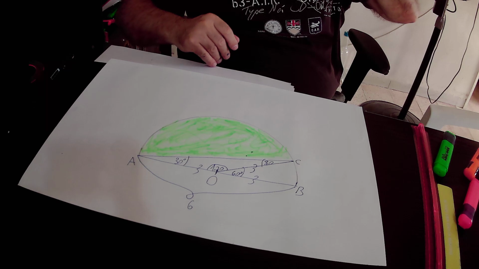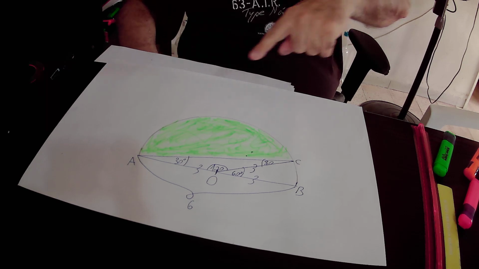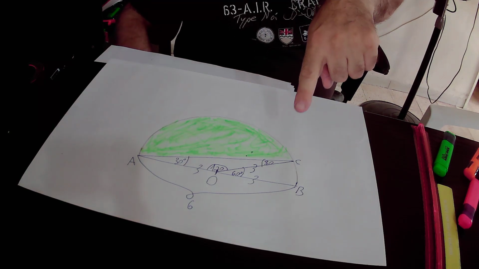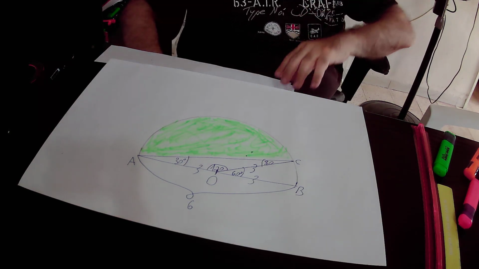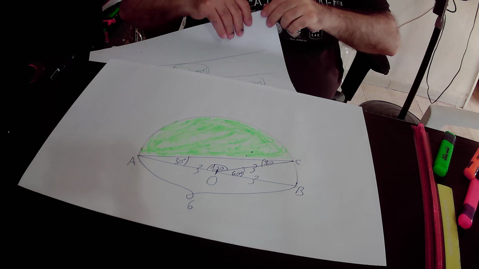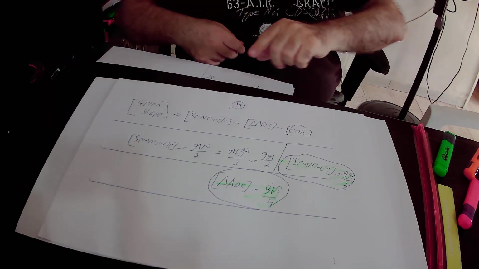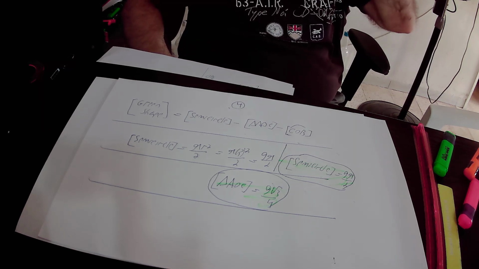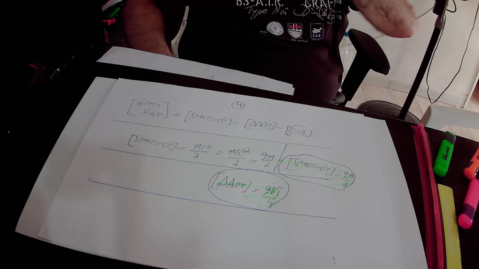According to the second method, the area of the green shape equals the area of the semicircle minus the area of triangle AOC minus the area of sector COB. Repeat again, according to the second method, the area of the green shape equals the area of the semicircle minus the area of triangle AOC minus the area of sector COB.